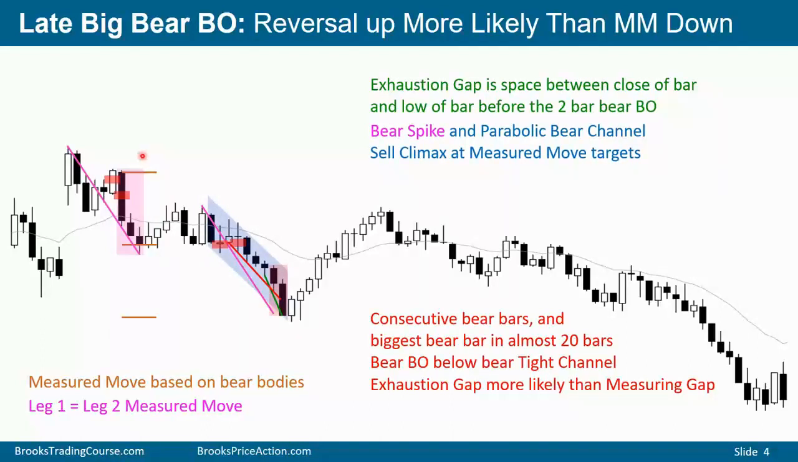It's a bear spike and channel. We have a bear spike, a bear breakout, a pullback, and then a channel down to around a measured move down from the height of the spike, and a leg 1, leg 2 measured move.